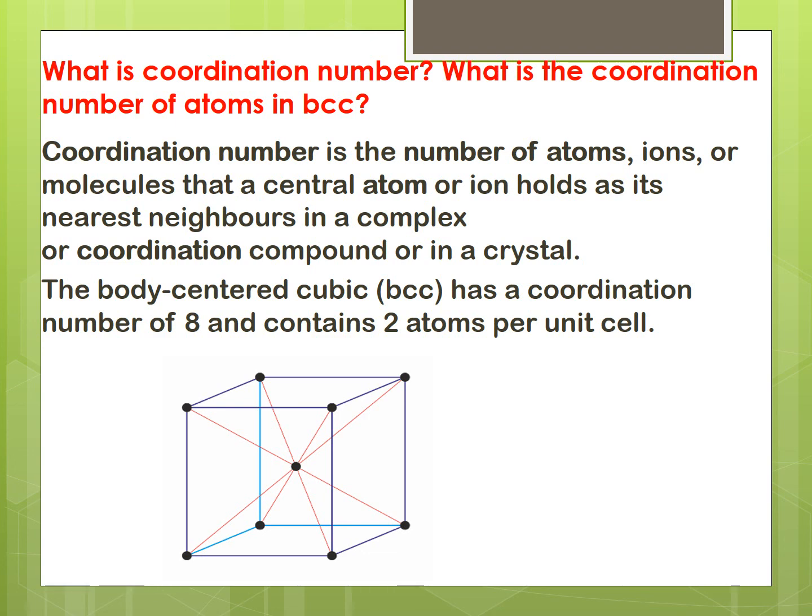Each corner atom will be surrounded by 8 atoms. Again, the coordination number is 8: 8 for the body-centered cubic unit cell.